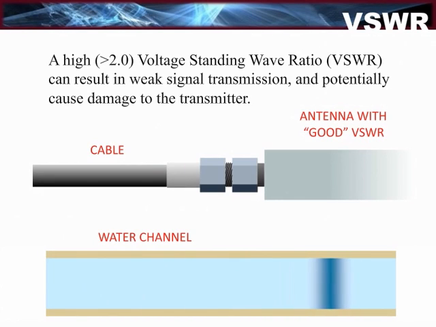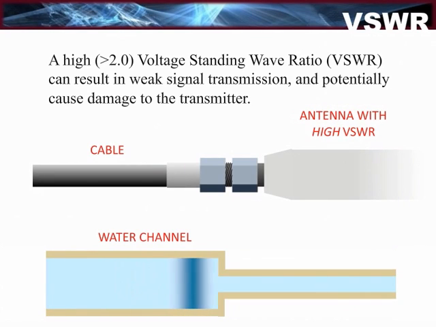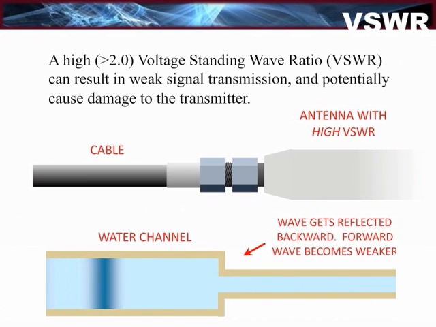Now let's take a look at what happens when the antenna is replaced with one that has a high VSWR. In the case of the water channel, it is as if the channel was narrowed, which allows only part of the wave to pass. This results in a weakened transmitted signal. In addition, part of the wave is reflected backwards, which can potentially cause damage to the transmitter.